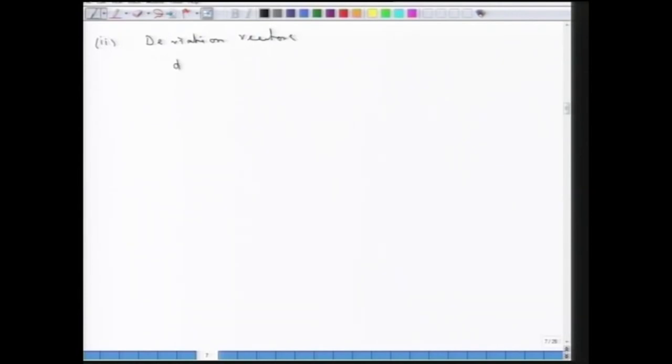Let us denote by d_i the deviation vector. The deviation vector is defined as y_i minus x_i bar times 1, right. So this is what is going to hold the following quantities: x_i1 minus x_i bar, up to x_in, the nth observation, minus x_i bar.